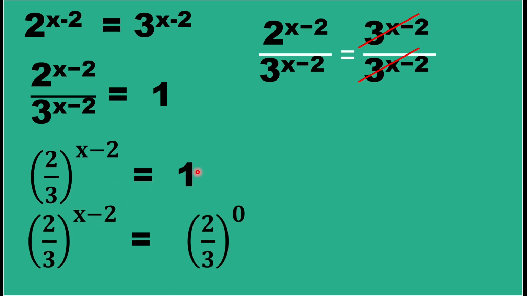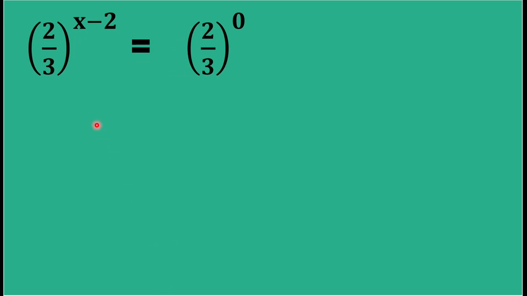And now we can write this 1 as 2 divided by 3 all power 0, because anything power 0 equals 1 except 0, because 0 power 0 is an indeterminate form. So except 0, anything power 0 equals 1, therefore we can write 2 divided by 3 over here. And now we have the same bases, so therefore we can compare these powers. So x minus 2 equal to 0, and now we will send this minus 2 to the other side of the equation, so x equal to 2 is the solution of our question.